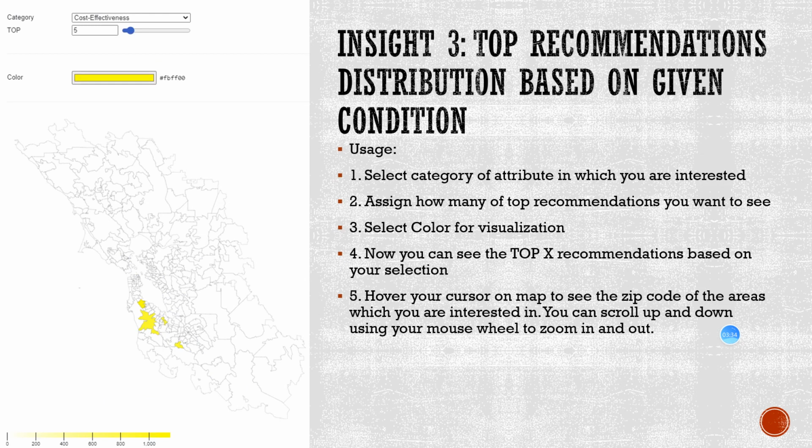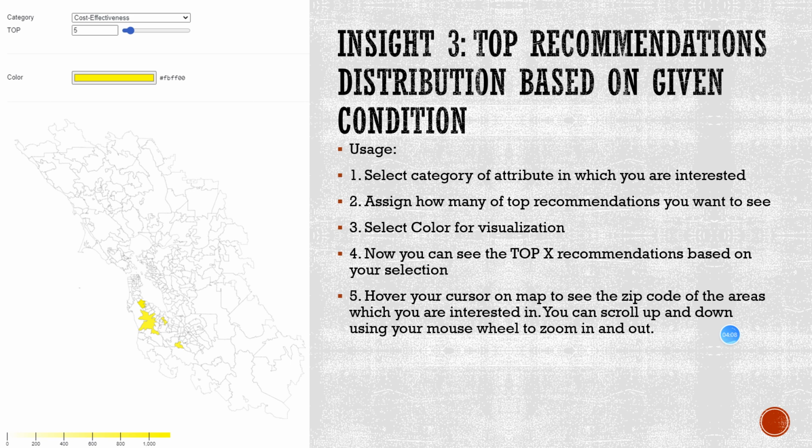And here is insight three, top recommendations distribution based on given conditions. Other than color, there will be two variables in its filter. One is category and one is top. Category means what attribute you care about most, and the top here means how many recommendations you want to see on the map.